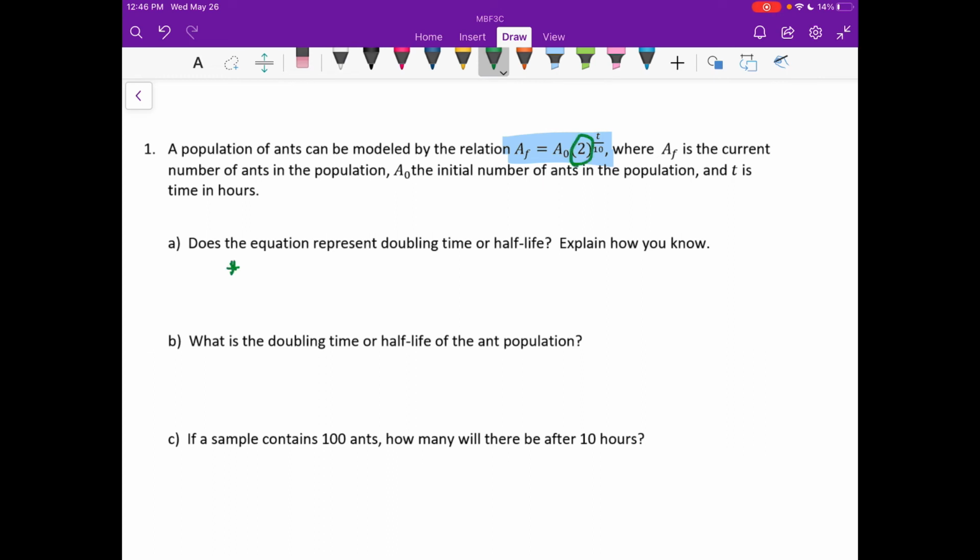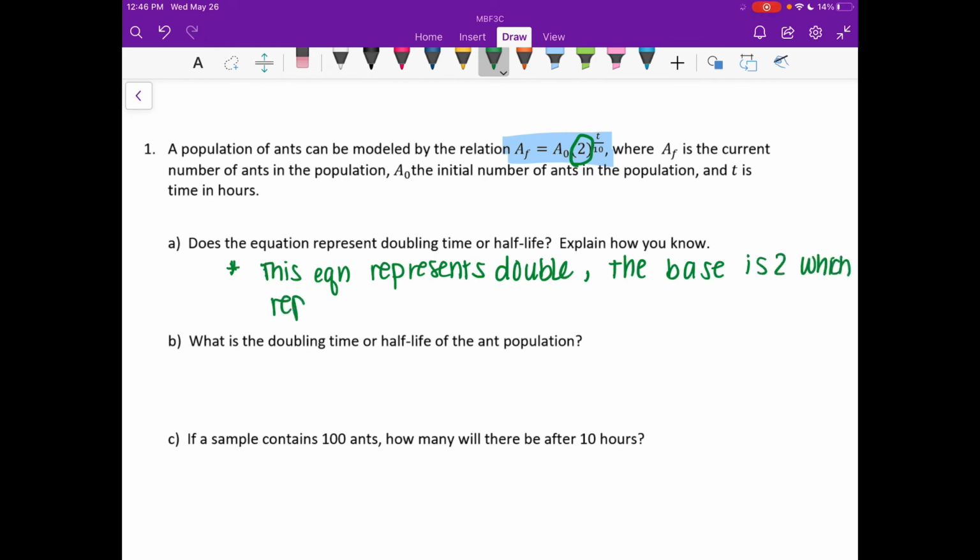My base is 2. Therefore, this equation represents doubling time, because I know that if the number in the bracket is a 2, the base is 2, which represents doubling, or exponential growth. Right? It's increasing by a factor of 2 each time, so it's doubling.